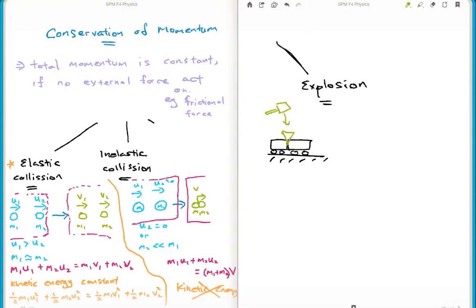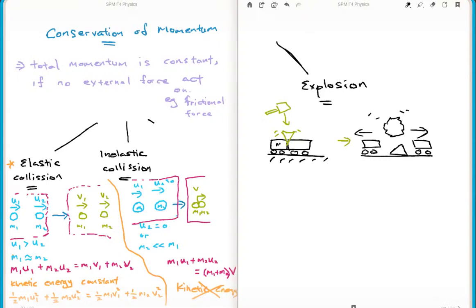I use a hammer, I bang on it. What happened? Bang on it. What happened? Next moment you will find that one car will be moving to the right, one car to the left, sorry, will be moving to the right, and then your triangle down here. Bang! Then explosion.